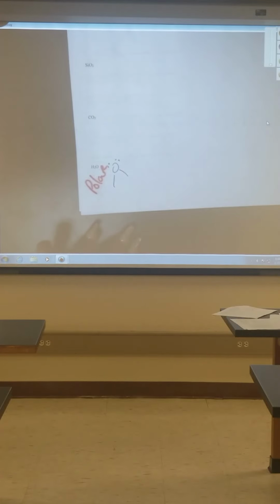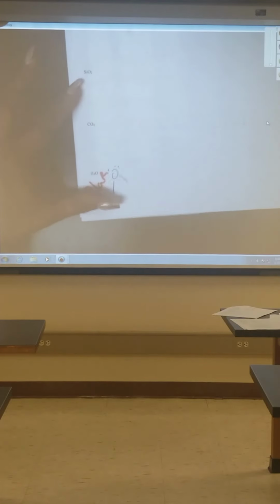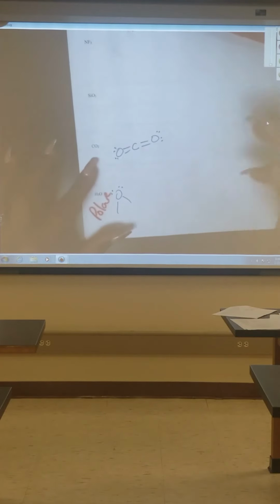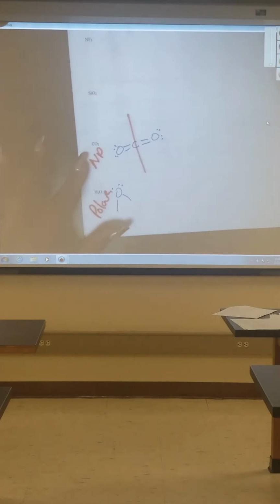The next one here is, let's see, I'm just trying to see if I can find something that's super easy. CO2. So on CO2, it looks like this. C, line, O, with lone pairs of dots. And if I cut this smack dab in half, this is definitely going to be non-polar. Okay.